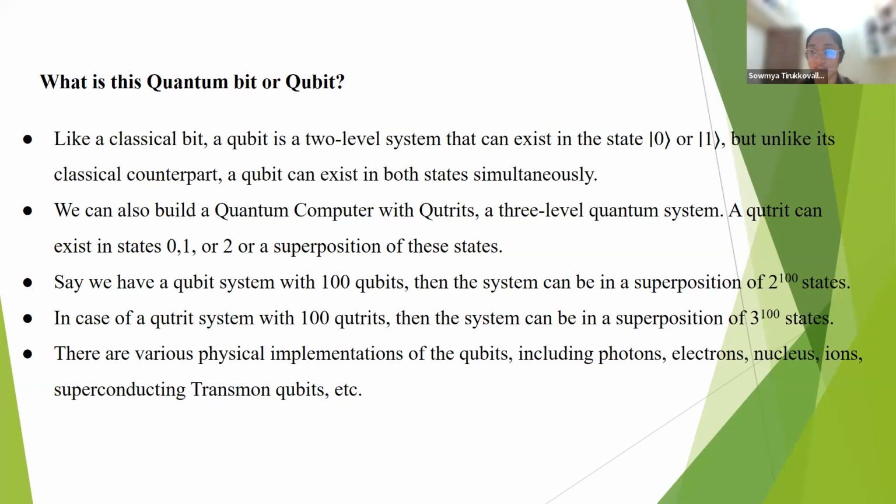Say we have a qubit system with 100 qubits. The system will be existing in a superposition state of 2^100 states at the same time. Whereas with a qutrit system with 100 qutrits, the system can be in a superposition of 3^100 states at the same time. If we have a qubit system with, say, 500 qubits, then the system would be in a superposition of 2^500 states at the same time. This is greater than the number of atoms in the entire universe. There are several physical implementations of qubits, including photons, electrons, nuclei, ions, even superconducting transmon qubits, etc.